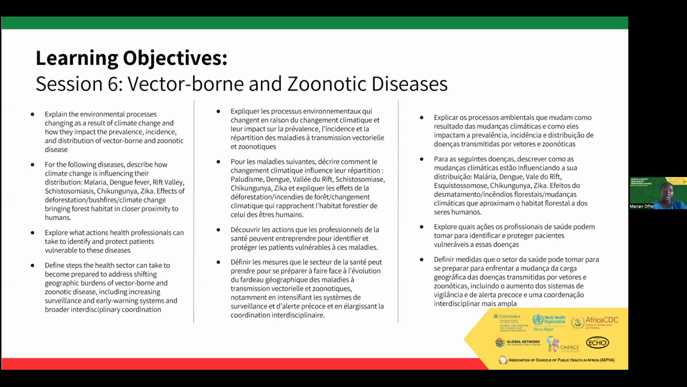We will also explore what actions health professionals can take to identify and protect patients vulnerable to these diseases. In today's section, we will define steps the health sector can take to become prepared to address shifting geographic burdens of vector-borne and zoonotic disease, including increasing surveillance and early warnings.